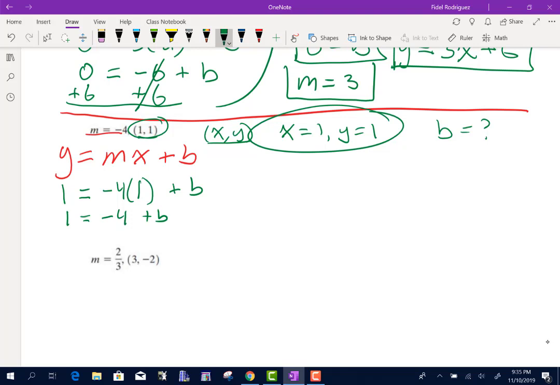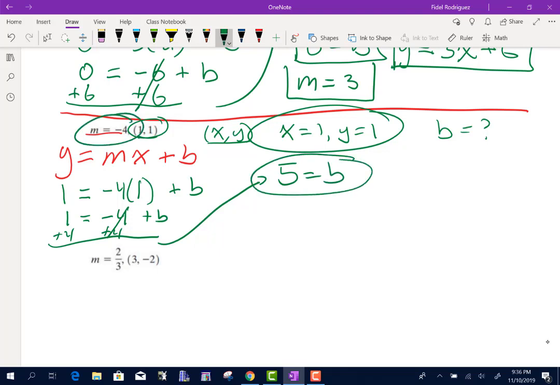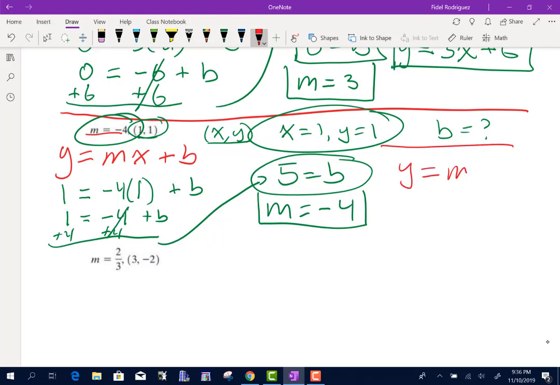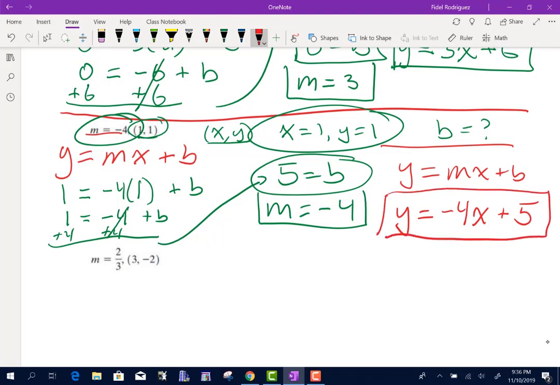I'm trying to get the b by itself, so I'm going to add 4 to both sides. When these cancel out, 1 plus 4 is 5. So 5 is equal to b, and we already know from the beginning that m was equal to -4. When I think about this equation, y equals mx plus b, all I'm going to do is fill in my blanks. Y equals m, which is -4 with an x, plus b, which we found to be 5. Boom, and we got it.